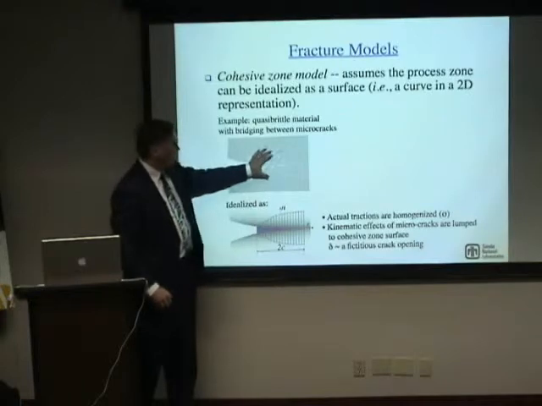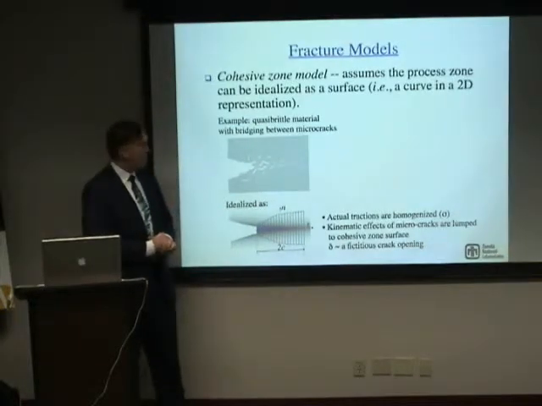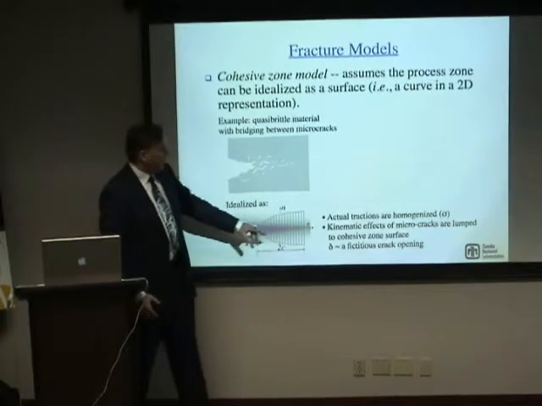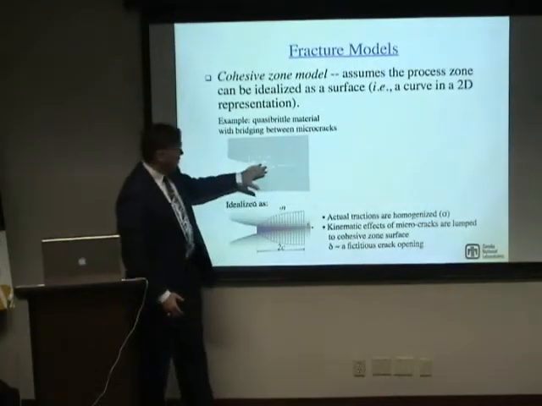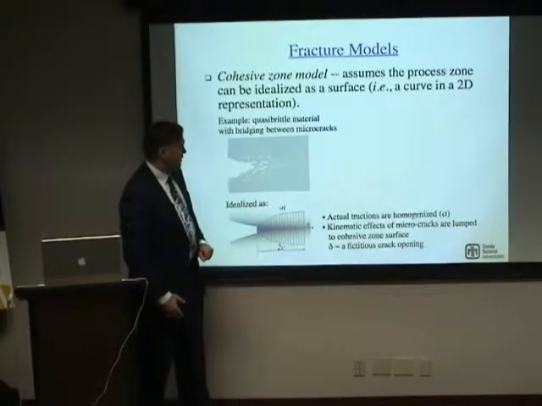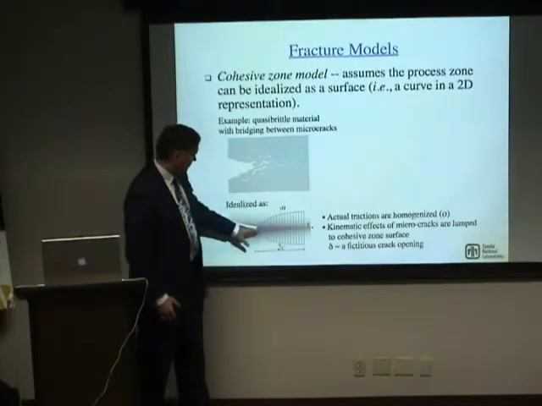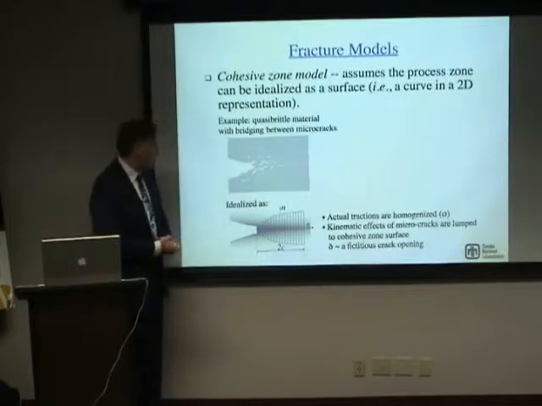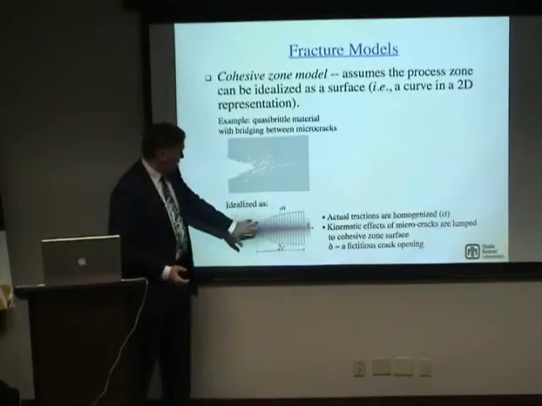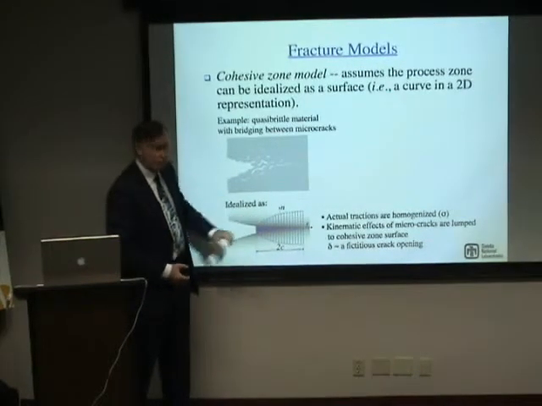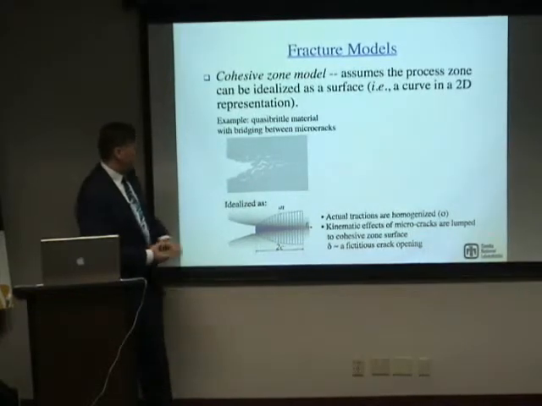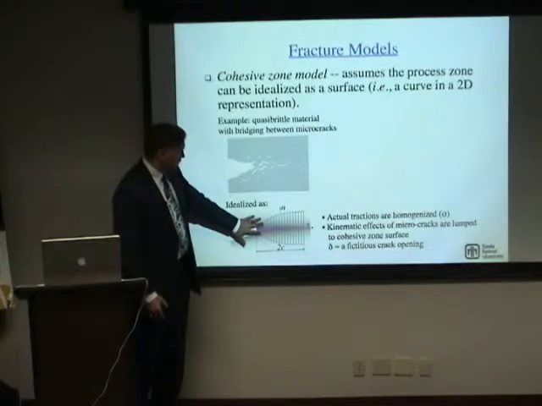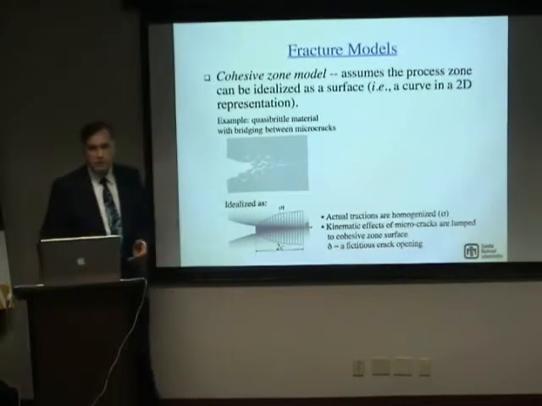We're going to make some idealizations here. We really have something more complex, which does have some volume associated with it, but instead we're going to treat it as if it occurs over this surface. So the actual tractions, which are complex if you get down to a small enough scale, are going to be homogenized to be the tractions that occur on this surface. And the kinematic effects of all these micro cracks are essentially going to be lumped into what happens on this interface. So the tractions and the corresponding relative displacements of this surface are work conjugate terms.